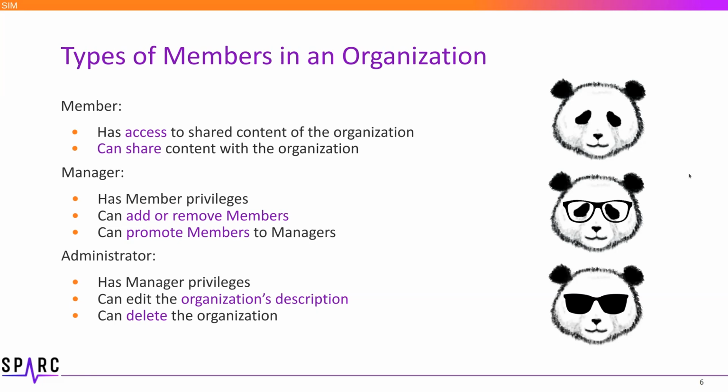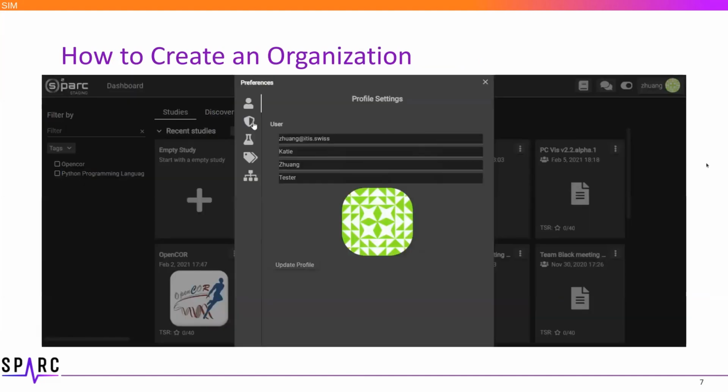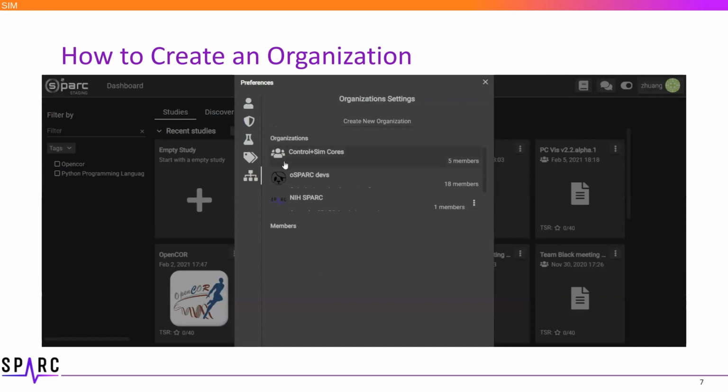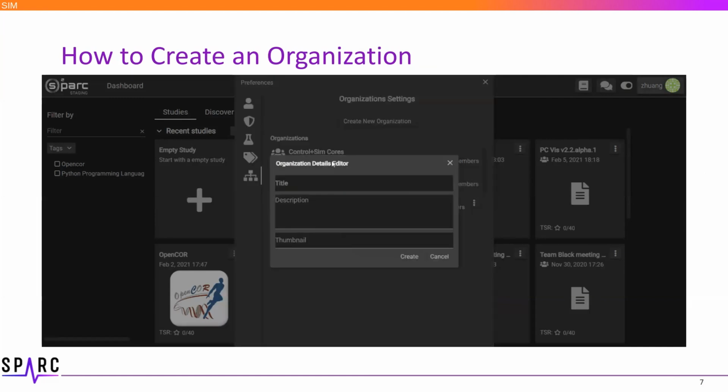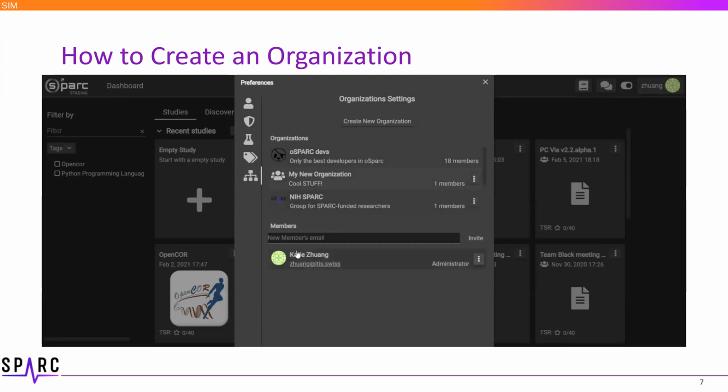So now we'll show you how you can create an organization for yourself on o²S²PARC. To do this, you go into the preferences of your user account and then go to the bottom tab, which has the organizations. You'll see a list of the organizations you're a part of, and you can create a new one by clicking the button on the top. Once you're starting to create your organization, you can give a title and description and also an optional link for a thumbnail image. Once you click create, that'll create your new organization and you can access it to add new members by entering their email addresses in the members field.